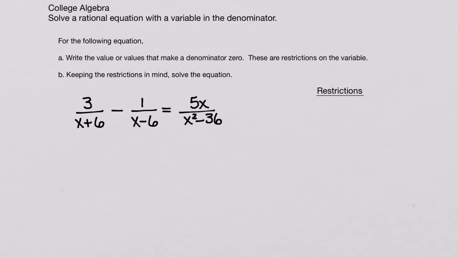Here I'm solving a rational equation, and I'm going to first look for what value or values will make the denominator 0. Let's start by factoring the denominator, x squared minus 36. So I'm going to factor this into two binomials, and this is the difference of two squares. So I get x minus 6 times x plus 6.